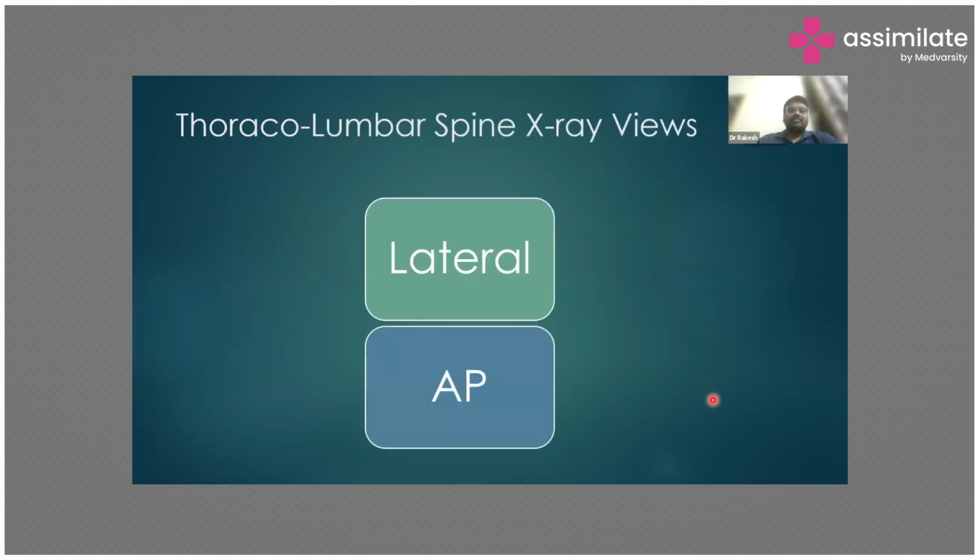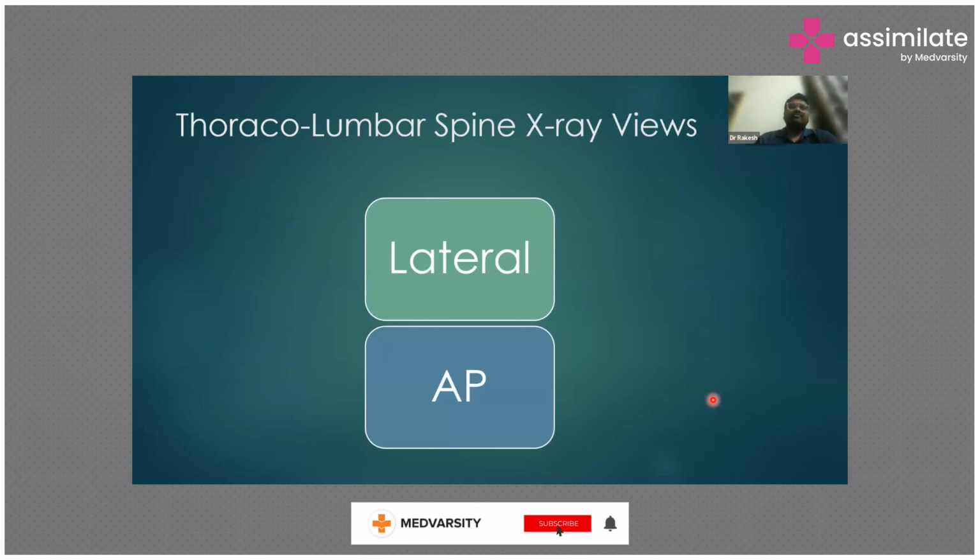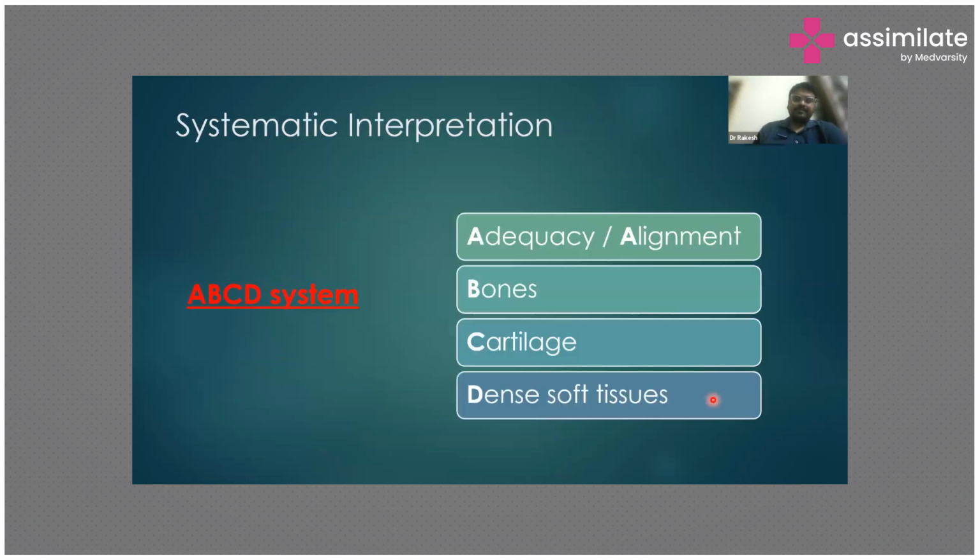Now, thoracolumbar spinal X-ray views. On your cervical spine, you have three views: AP, lateral, and open mouth view. Now, in thoracolumbar spine, the views are only lateral and AP. Once you request the spine X-rays, you will use again your ABCD approach to interpret your spinal X-rays.